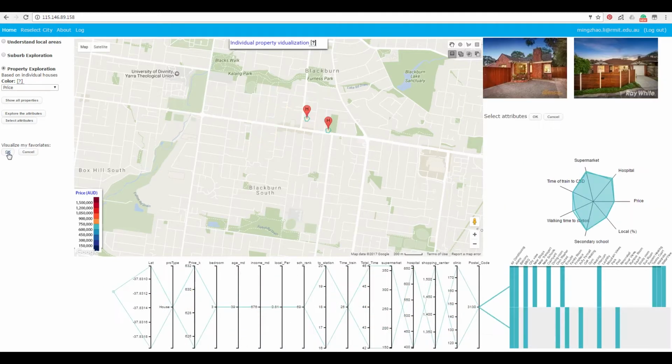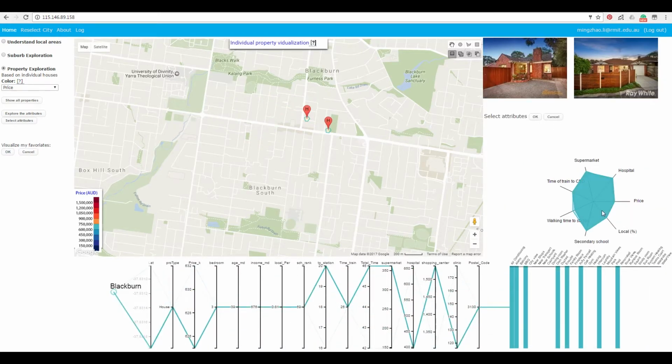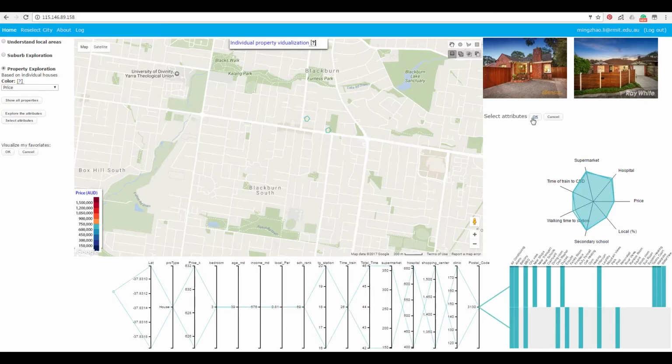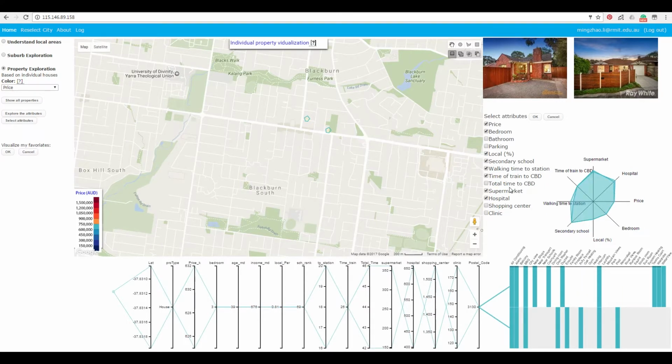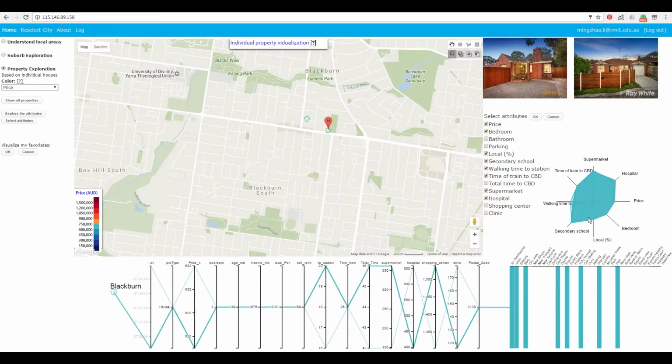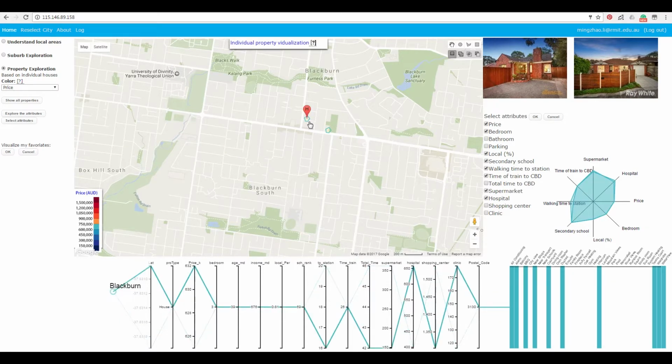After saving 2 properties into her favorites, she compared those 2 houses in detail. She found that the 2 houses were very similar to each other, except that house 1 had a slightly shorter walking time to the nearest train station.